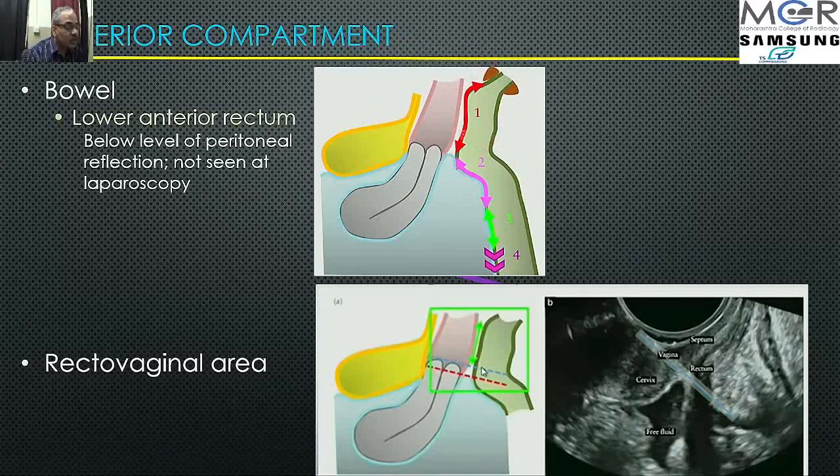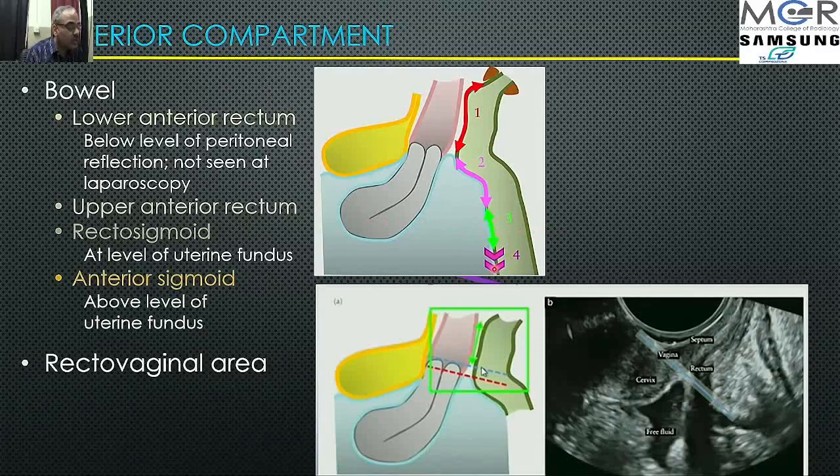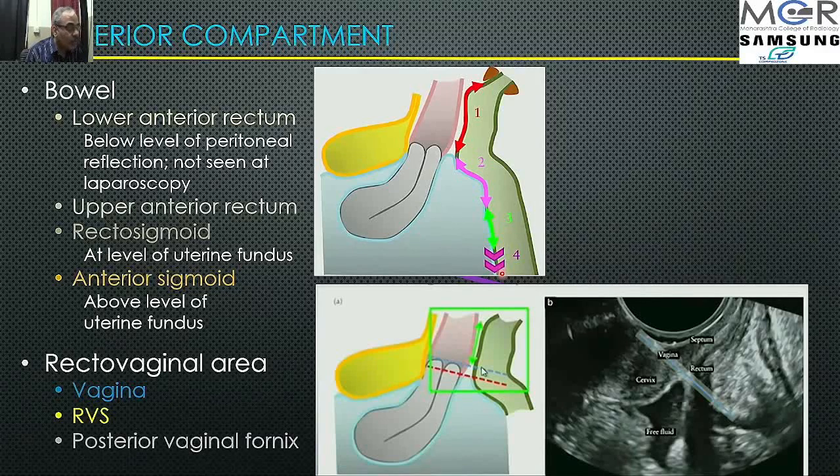This area is not seen in laparoscopy and we can try to see it on a transvaginal ultrasound. Then the upper anterior rectum, then the rectosigmoid, up to the level of the uterine fundus, and distal to that is the sigmoid segment, that is above the level of the uterine fundus. And the retrovaginal area includes the vagina, the rectovaginal septum, and the posterior vaginal fornix. So that's the fornix, that is the rectovaginal septum.